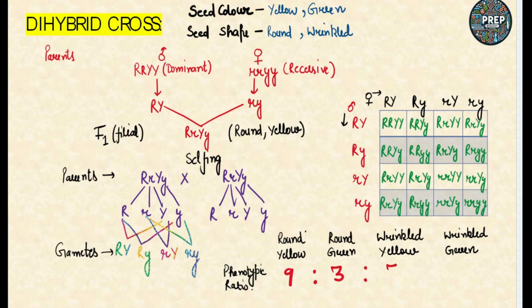So if we write the ratios, we have 9 round yellow, 3 round green, 3 wrinkled yellow, and wrinkled green is full recessive. Only one, small r small r, small y small y. This is the pure recessive, that is wrinkled and green. So the phenotypic ratio is 9:3:3:1. This is how we calculate the phenotypic ratio.